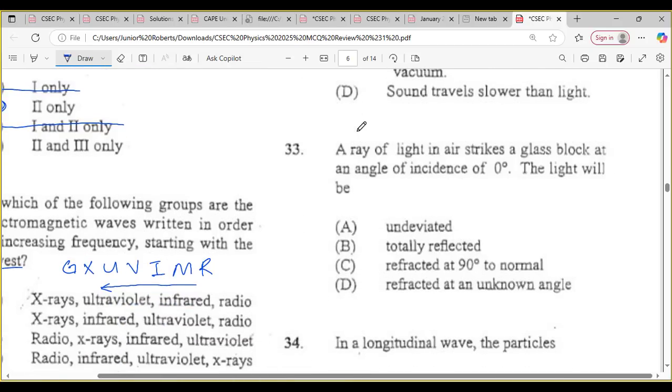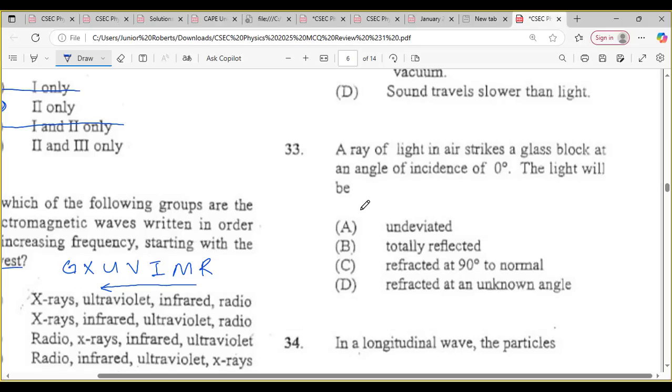Alright, 33 now says a ray of light in air strikes a glass block at an angle of incidence of 0 degrees. The light will be, so if the angle of incidence is 0 degrees, what we're going to see is that the angle of refraction is also going to be 0 degrees. Alright? And again, angle of incidence is 0 degrees, so the angle of refraction is 0 degrees. And this is not because the angle of incidence is equal to the angle of refraction.